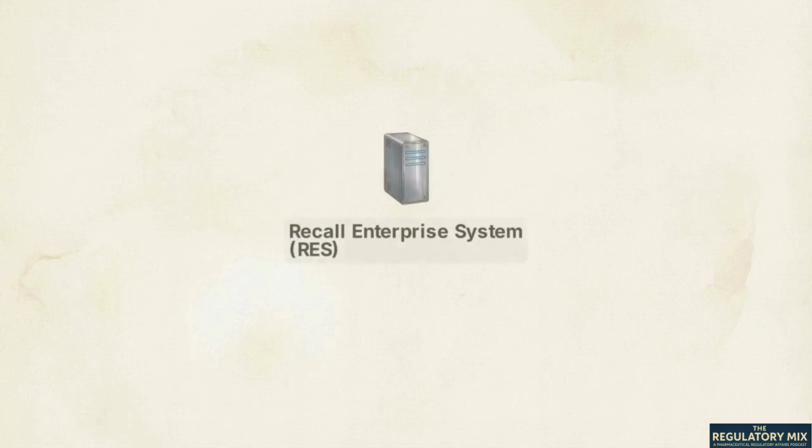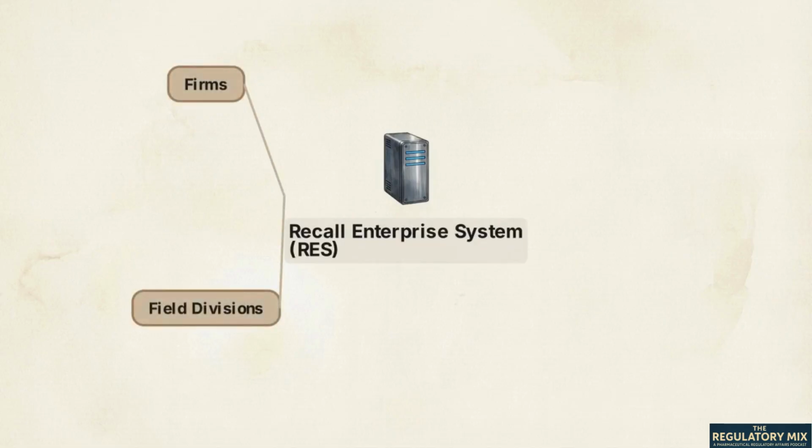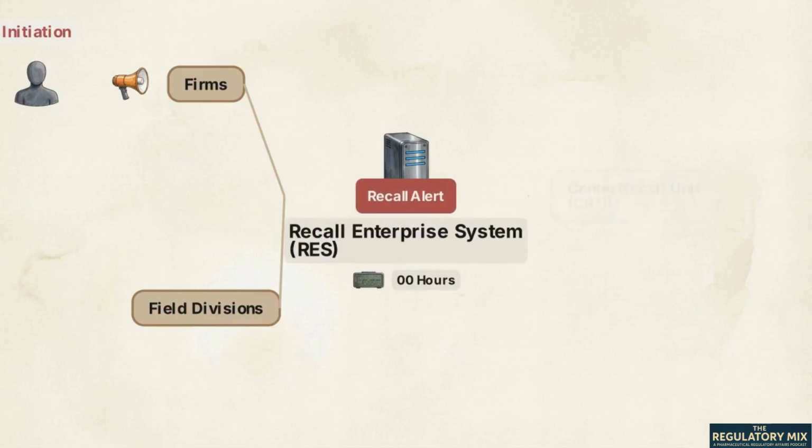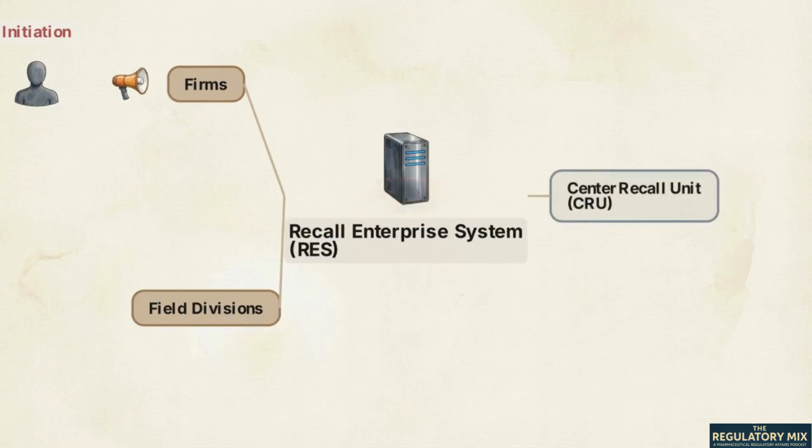The first framework is the Recall Enterprise System, or RES. RES is a centralized logistical digital backbone that standardizes the workflow, regardless of how a recall starts. The timeline begins with initiation, defined as the recalling firm's first communication to its accounts or the public. Upon learning of this, the FDA Division Recall Coordinator has exactly 1 working day to submit a recall alert into RES. This alert notifies the Center Recall Unit, or CRU, of the correction, the reason, and the anticipated classification.